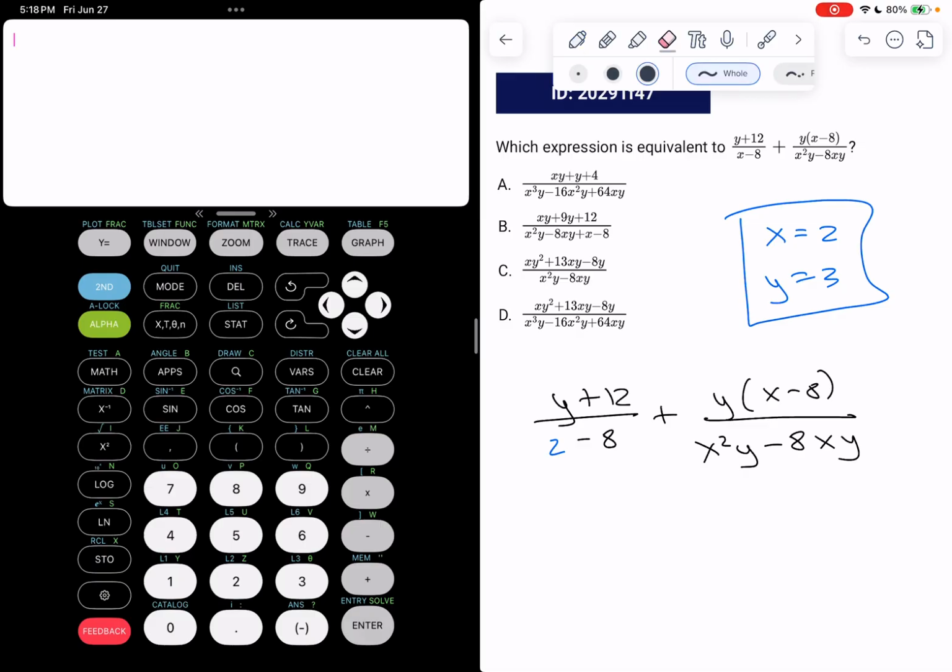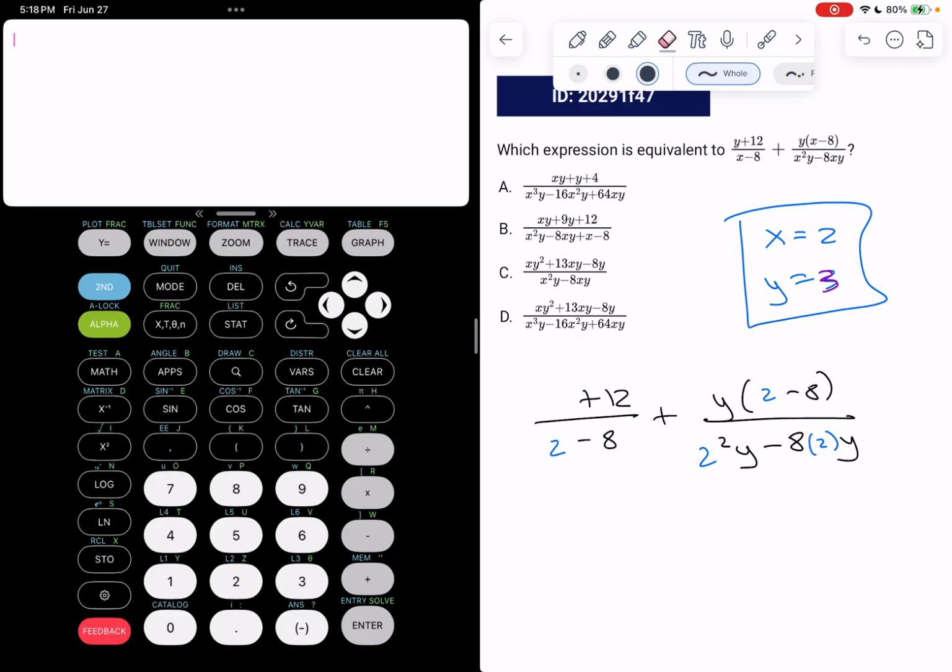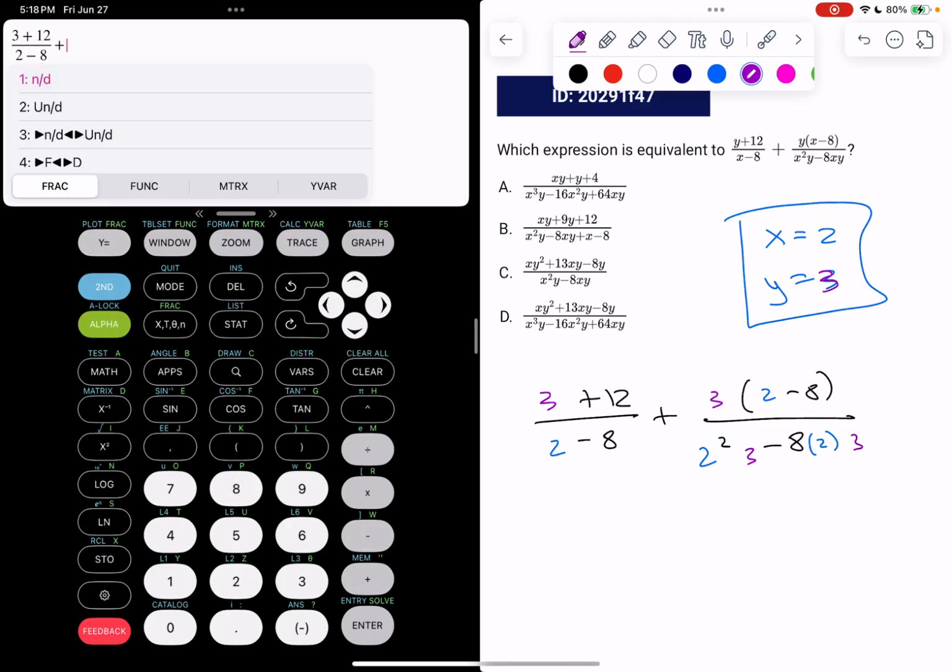So that's going to be a 2, a 2, a 2, a 2. Anywhere I see my y, I'm going to replace it with 3. So that's going to be a 3, a 3, a 3, a 3, and I'm going to put this whole darn thing into my calculator. Alpha y equals, grab myself a fraction, 3 plus 12 in the numerator, and in the denominator, I'm going to have 2 minus 8, exit out of there, put a little plus sign, alpha y equals, grab myself a fraction bar, 3 times 2 minus 8 in the numerator.